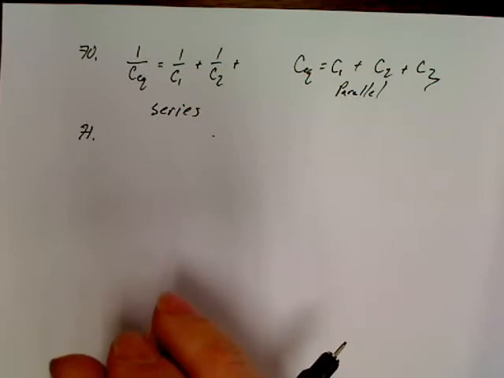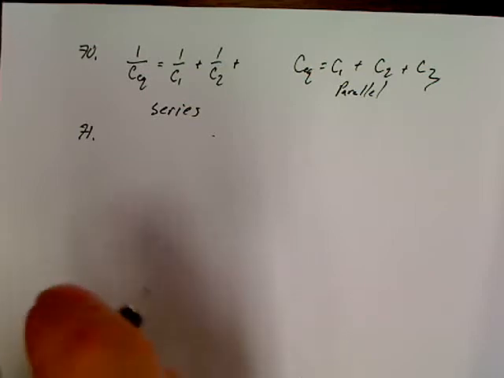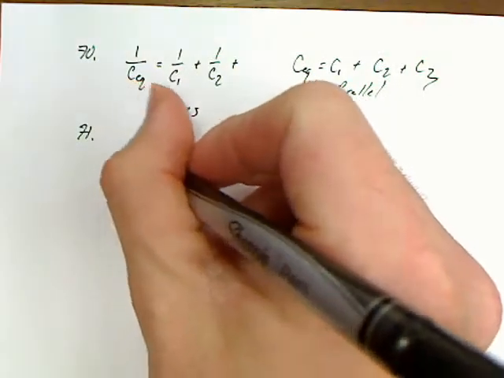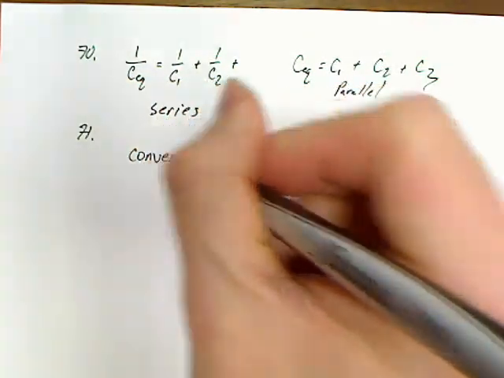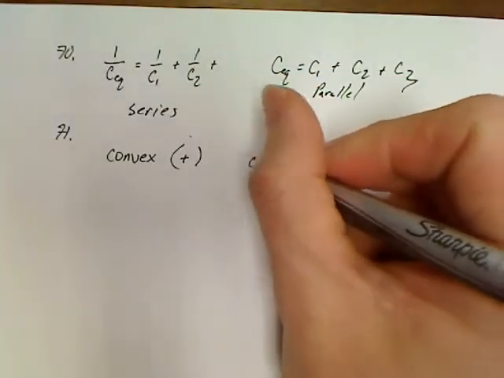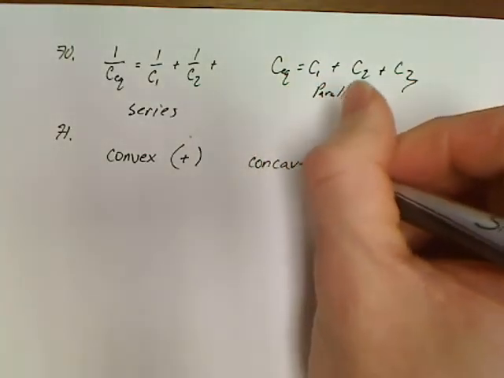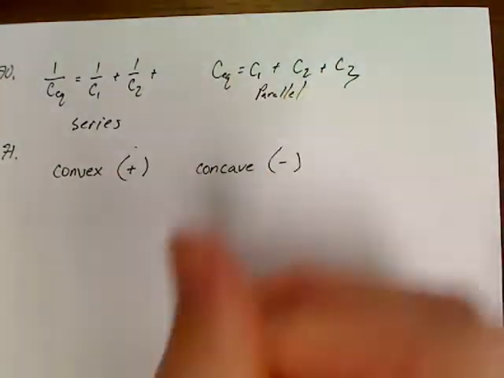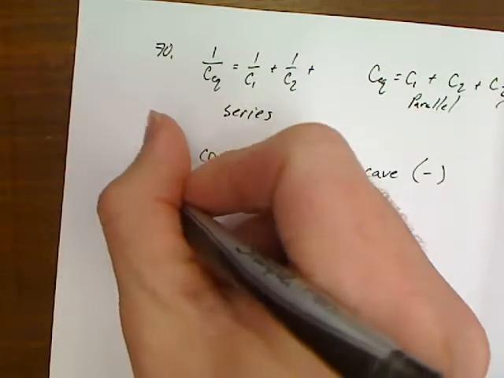71. Difference in convex and concave lens focal points. Convex has a positive focal length. Concave lenses have a negative focal length.